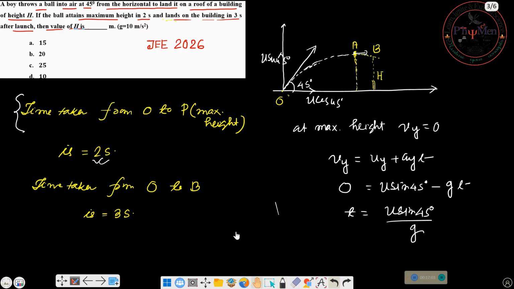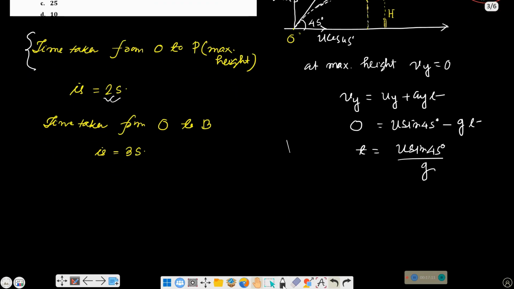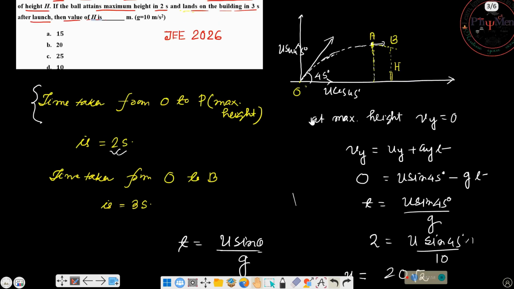अगर formula याद रहता है तो अच्छा है. Remembering the formula is very, very important. So the formula is: time taken to reach the maximum height is U sin theta by G, right? It is half of the time of flight of the projectile. So putting this time here, we will get the value of U. U sin 45 degree by G, take the value of G to be 10. So we will get U is equal to 20 root 2, since sin 45 degree is 1 by root 2. So we got U as 20 root 2.